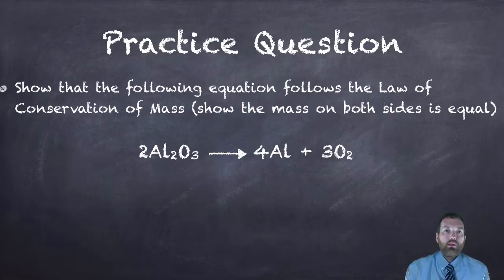Okay, why don't you try this problem? Using the same method we did, you're going to need to do 3 small math problems. I want you to find the mass of the aluminum oxide on the left, and then the mass of the 4 moles of aluminum and the 3 moles of oxygen on the right, and show that they are both equal. So go ahead and give that a try, and when you're ready, I will solve it for you.